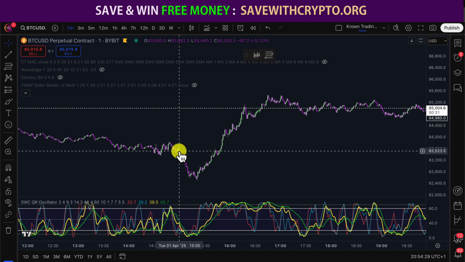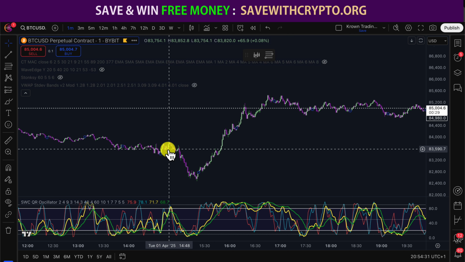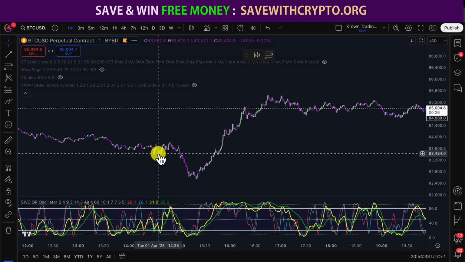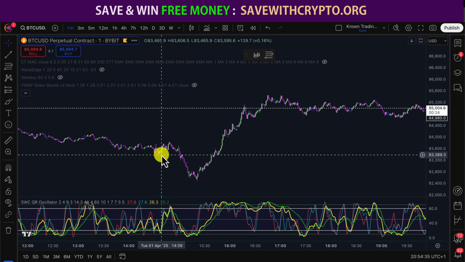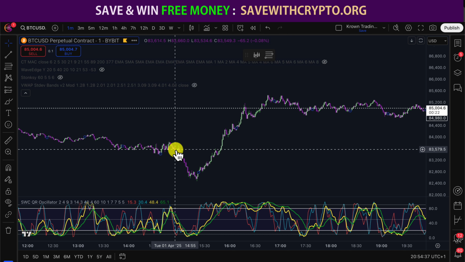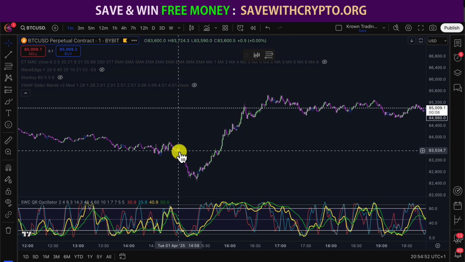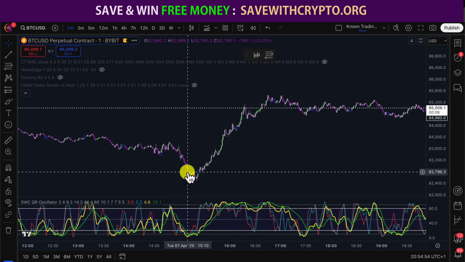So around about the New York Open, Bitcoin was round about here, about 83.5k, and then around about 3 p.m. UK time, so that would be 2 p.m. UTC, I think, there was a bit of a dump. The price came down here.